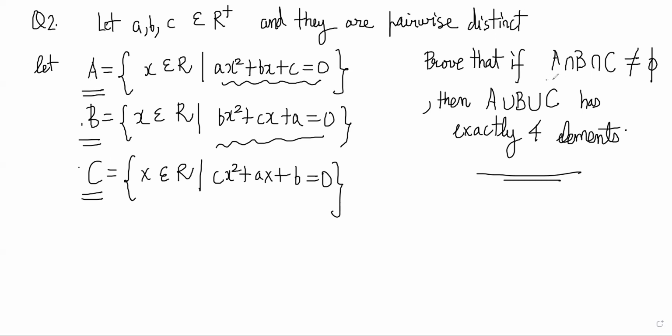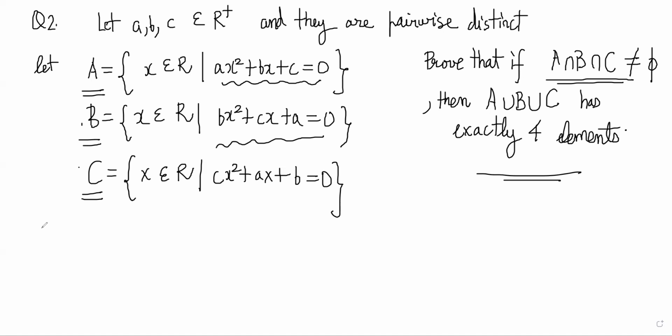The question is saying if A intersection B intersection C is not a null set, it means all 3 sets should have some common element, right? That means all 3 equations should have some common real root, right? That is the meaning of this being not a null set. That means A intersection B intersection C has an element which is basically going to be the common real root for all 3 equations, right? And then you have to show that the set A union B union C is having 4 elements, right?